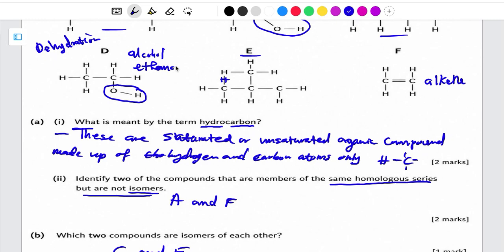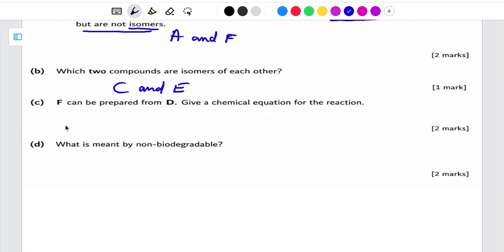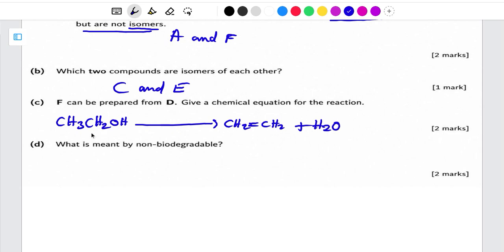Ethanol. It's an alcohol. So what are we going to have? Since that one is ethanol, in terms of the way we are going to write it, we can say that is CH3CH2OH, then we put hydroxyl. Since this one is dehydration, once it undergoes dehydration, we are going to have an ethene here, CH2=CH2, plus water at the end.